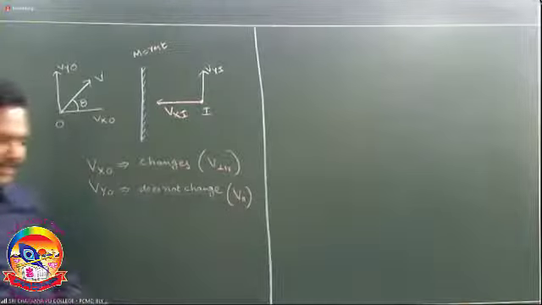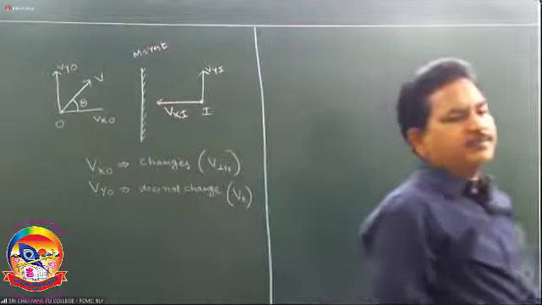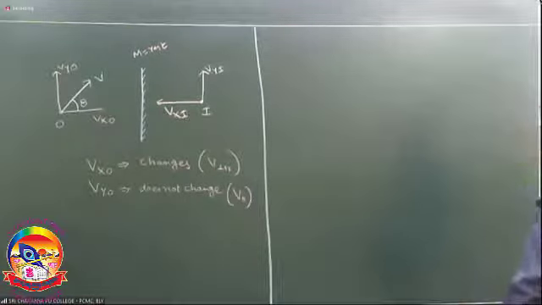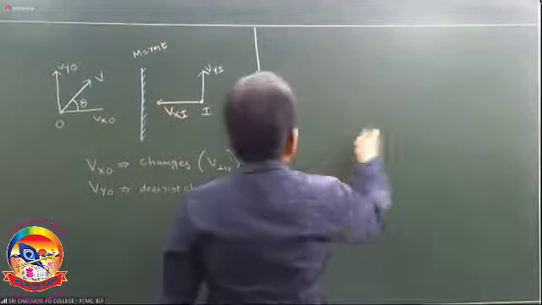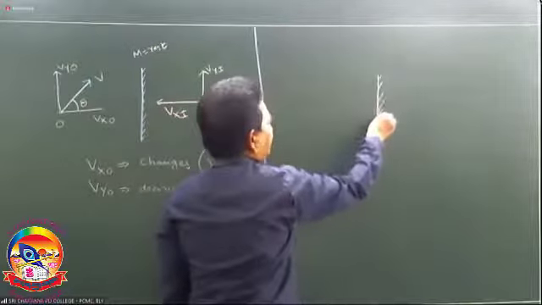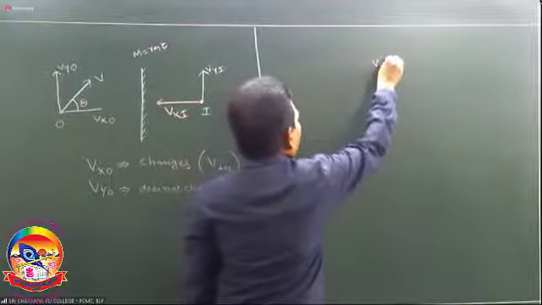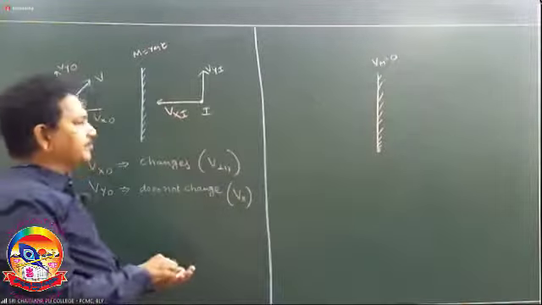Now let us consider a problem on this. We can do three problems on this. We are going to get these problems in the day after tomorrow's test also. Already I have given the paper. So this is the mirror. Mirror is at rest, so Vm is equal to 0. Problem based on this concept.